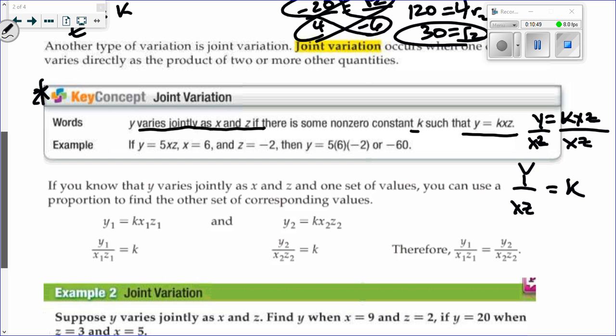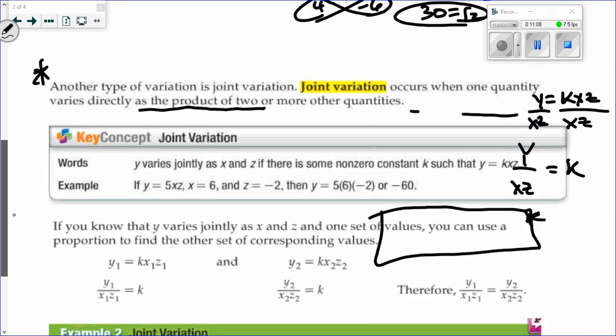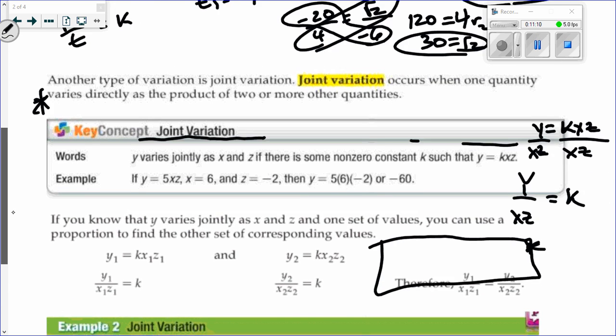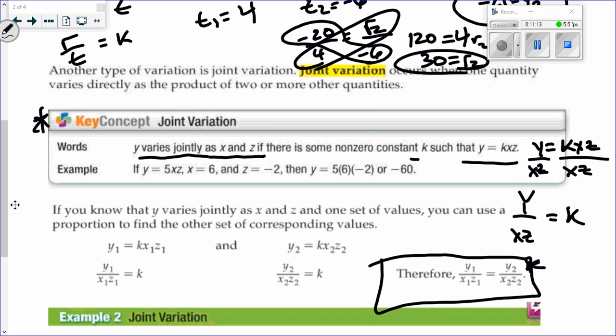Okay. We'll be able to set up proportions, and we just go through the same process we did with direct variation. We can start getting some pairs here: y1, x1, z1 equals y2, x2, z2. We see that here. So we're going to set up groups of numbers. It's the same type of problem. We're just setting up groups of numbers here.